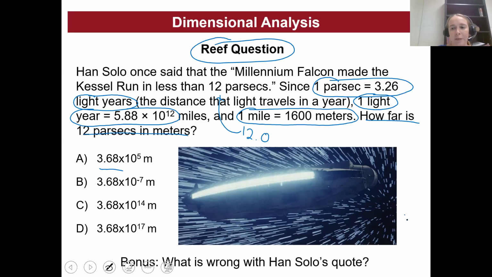But just as a fun aside, what's wrong with this quote? He did the Kessel Run in less than 12 parsecs. That makes it sound like he's doing the Kessel Run in a certain amount of time, but a parsec is actually a distance, which is why we're going to end up in meters. Because you can't convert times to distances, you have to stick distance to distance.